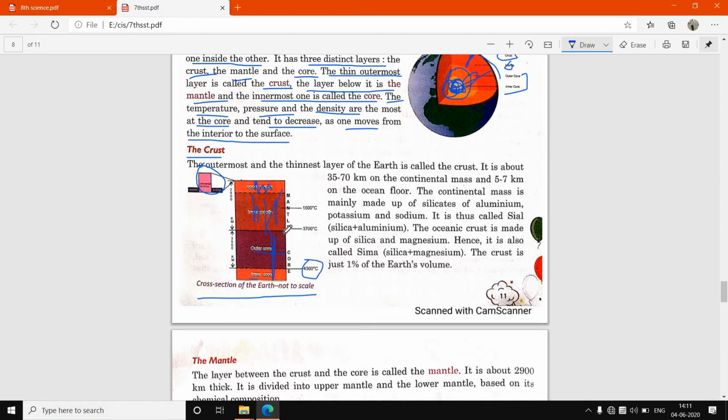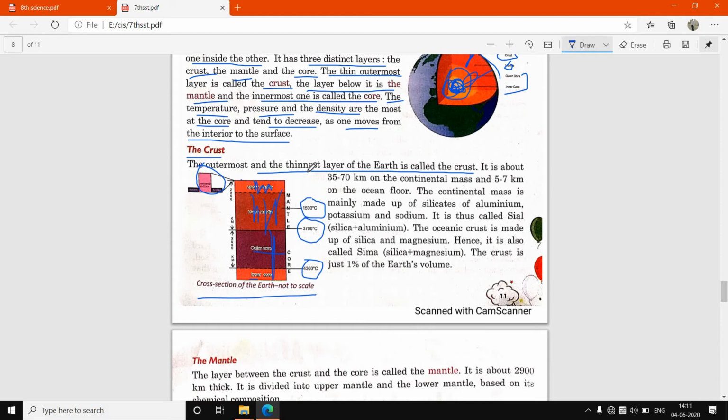4300 degree Celsius. Now at the mantle here, 3700 degree Celsius, and in between the mantle it is 1500 degree Celsius.